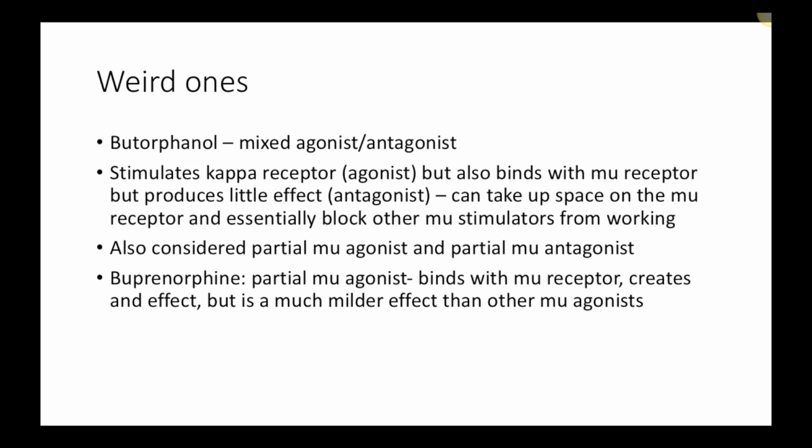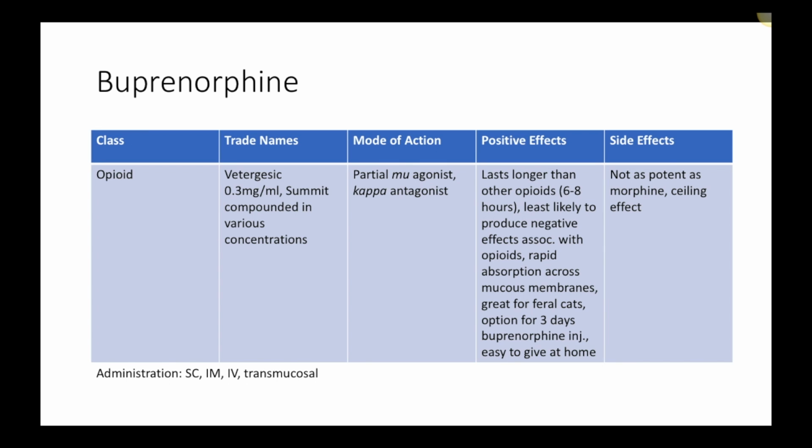Buprenorphine is another weird one. It's a partial mu agonist. It binds with mu receptor, creates an effect, but it's much milder effect than other mu agonists. So that's one that, again, if you give it and you've already given hydromorphone, you might actually reduce the amount of opioid effect that you have on that cell. Mostly important for combinations of drugs. So if you have an animal in hospital who's getting hydromorphone, we got to be cautious using buprenorphine and butorphanol.